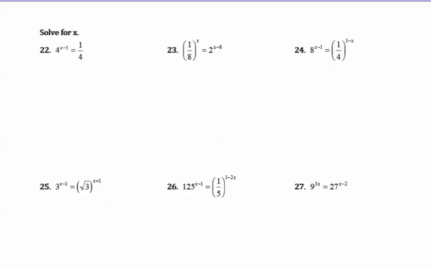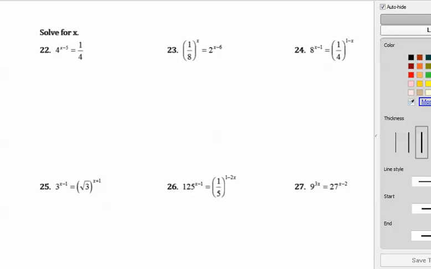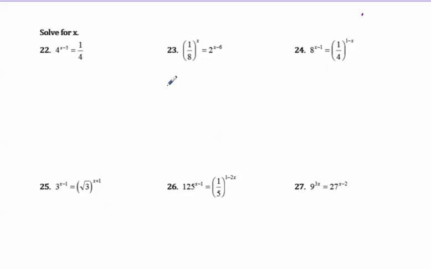Okay, pre-calculus students, we're still working on Unit 8, which is our exponent and logarithm unit, and we're working on Day 1 notes. We're now on page 3. We're going to continue working on odd problems. So on this page we'll have 23, 25, 27.